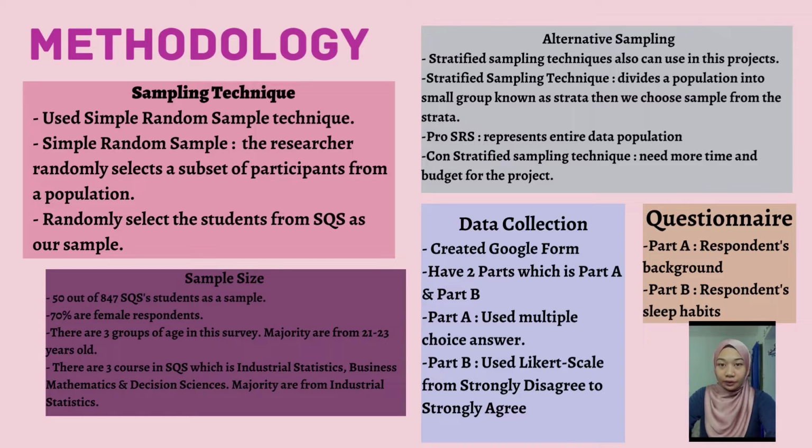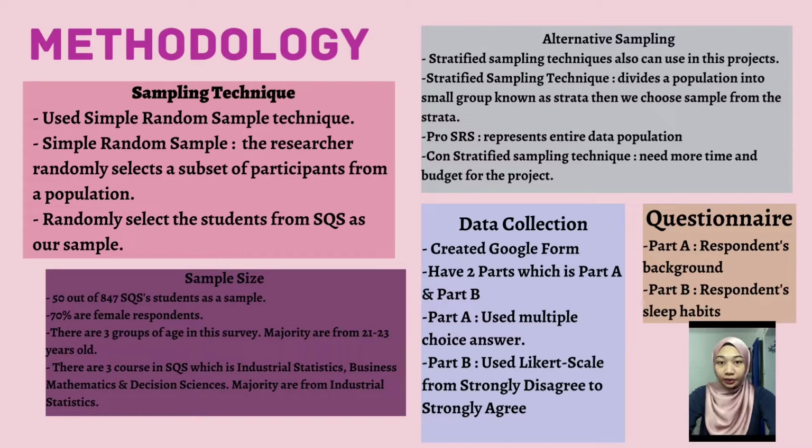For sample size, we have chosen 50 students from 847 SQS students as the sample size in this project. Around 70% of those who answered the survey were female compared to male. There are 3 groups of age provided in the survey, and the majority of those who answered the survey were from age 21 to 23 years old. There are 3 courses in SQS, which are industrial statistics, business mathematics, and decision science, and the majority are from industrial statistics. For data collection, we have created a Google Form to get data from the respondents.